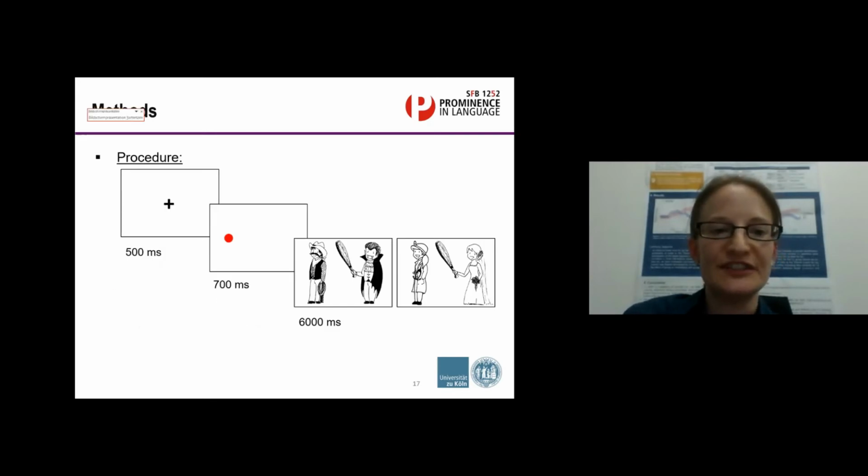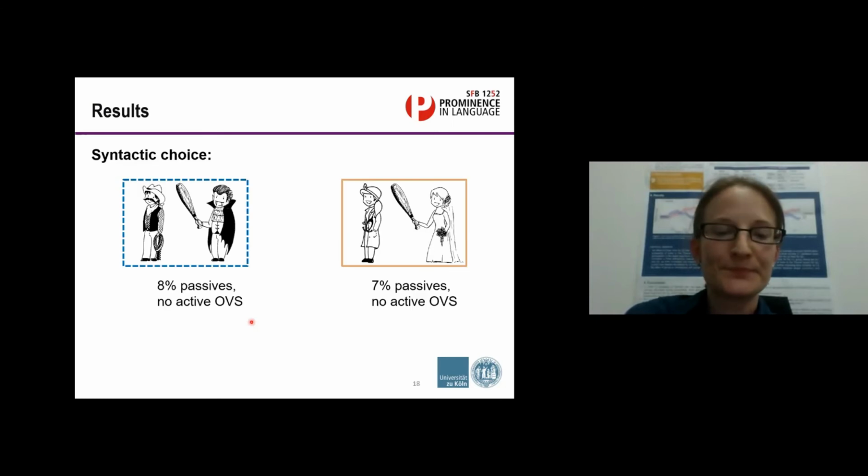So here you can see our procedure. First, the fixation cross was presented for 500 milliseconds, followed by an explicit visual cue, here a red dot, shown at the position of the patient in the subsequent scene, and the scene was presented for 6,000 milliseconds. The patient was always displayed to the left of the agent, as the patient's visual spatial position has been shown to increase the production of non-canonical structures. Participants' task was to describe the depicted event in one sentence.